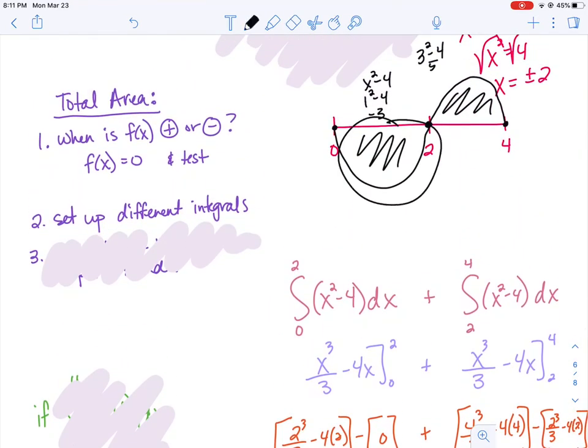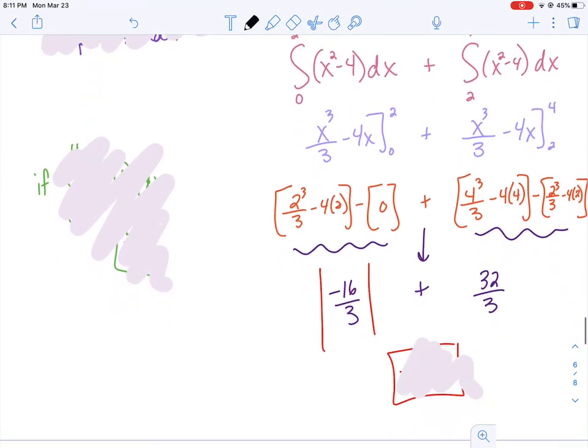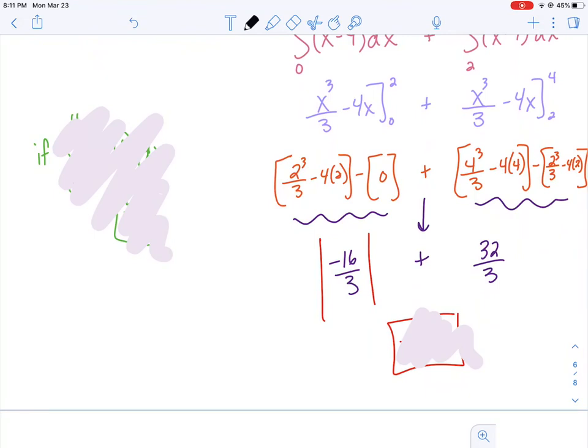That negative should be that red flag. Remember, that was the place where it was below the x-axis here. And I don't want net change, I want total area. So I don't want to use the negative version of 16 over 3. I want to use the absolute value of it. So really, I want to take positive 16 over 3, the area from 0 to 2, plus the 32 over 3, the area from 2 to 4, and add those together to get my total area. We should end up getting a total area of 16.